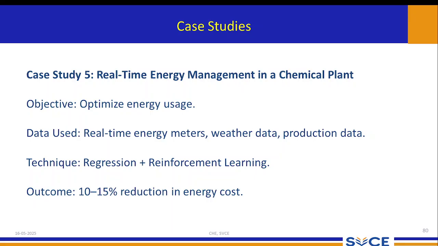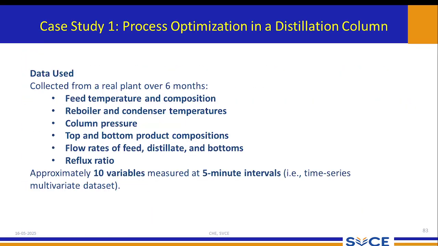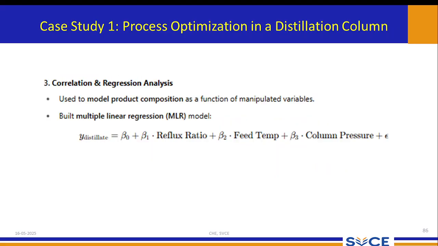So the technique or algorithm they used is either regression analysis or reinforcement learning. The real data used actually came from real-time energy meters. For example, weather data and production data, so this depends on the process. Okay, so these are the 5 case studies which we have seen. And coming to process optimization in the distillation column, we have discussed it very elaborately during the last few lectures.